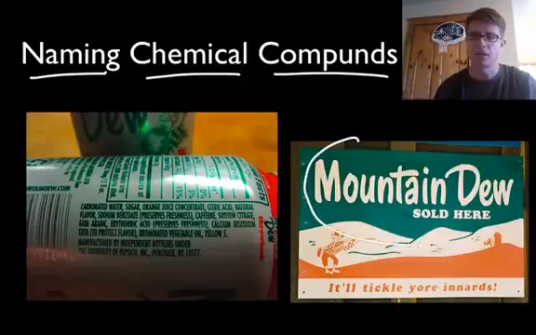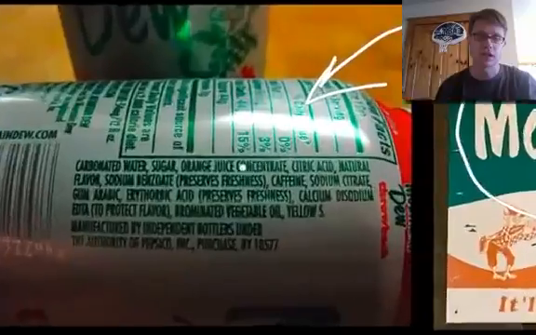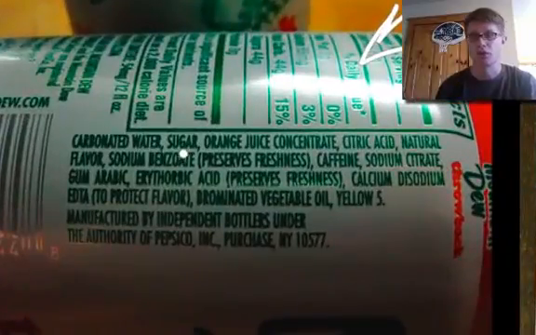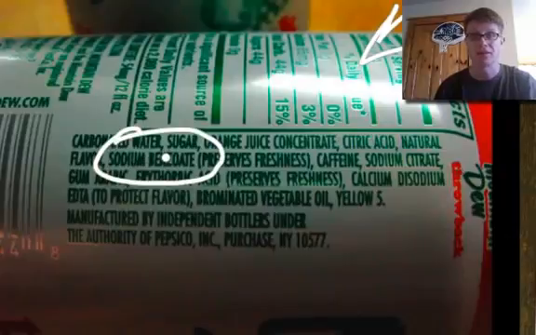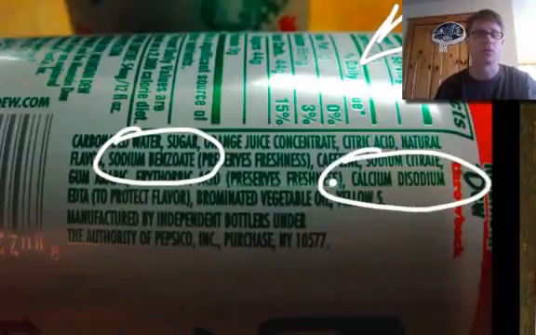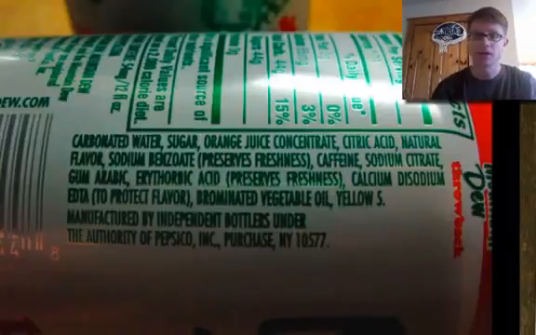If we've got a can of Mountain Dew, this is old school Mountain Dew, and we look at what's inside it, there's going to be water and sugar, and we know what those things are, but there's also going to be, for example, sodium benzoate. And at the end, you'll actually know what that is. Or calcium disodium. You should be able to figure out what that actually is when we're done. So let's get started.